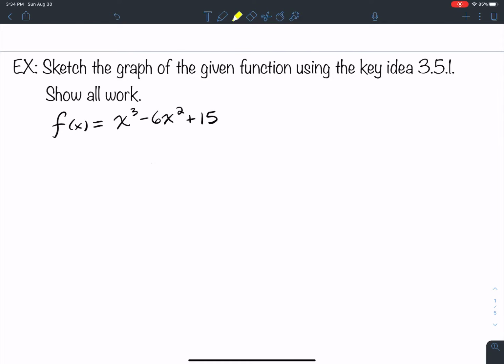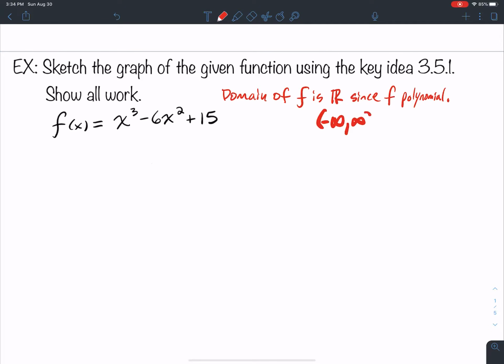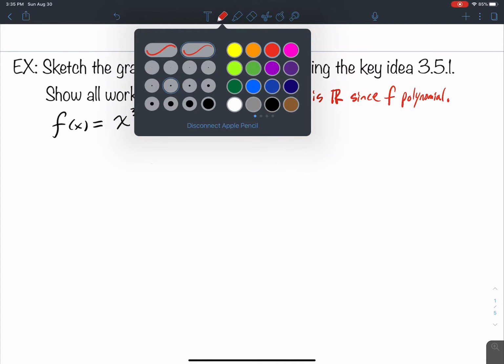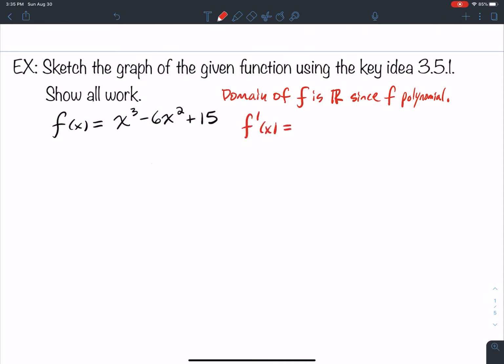So number 1, I want to find the domain of the polynomial f. Well, guess what? Since it's a polynomial, we know that the domain is all real numbers, negative infinity to positive infinity. Okay? Pretty easy.